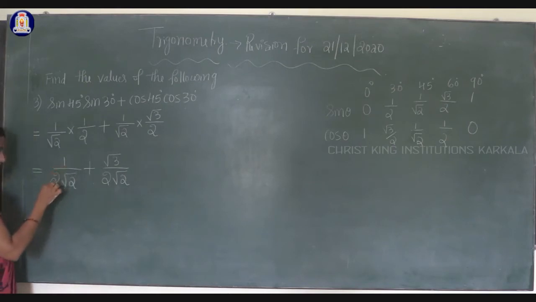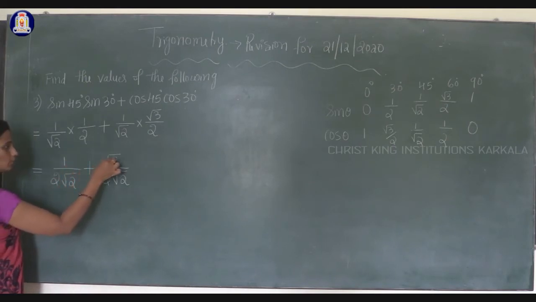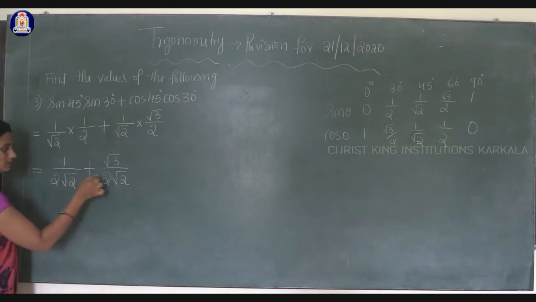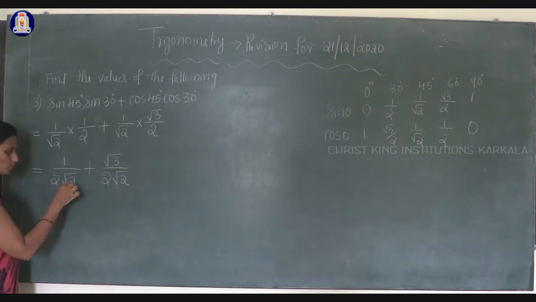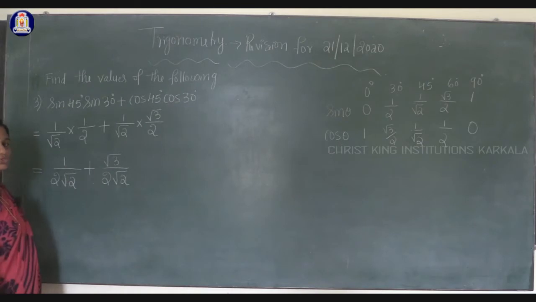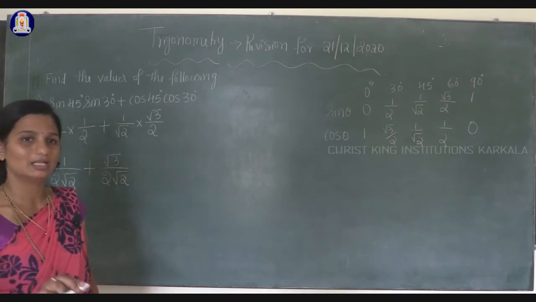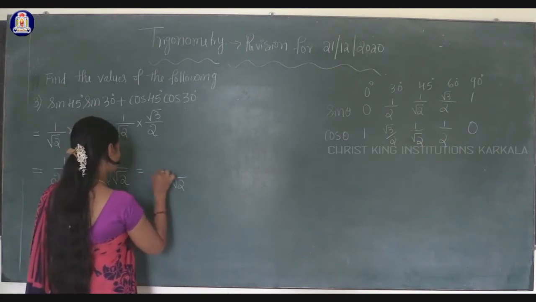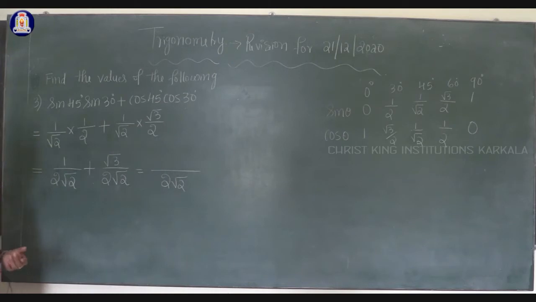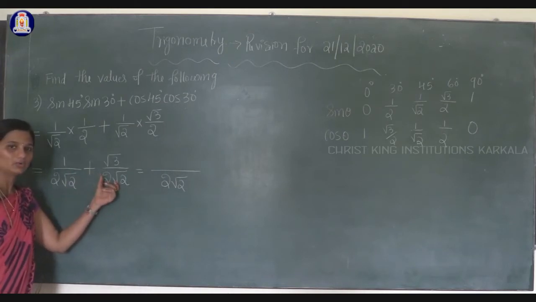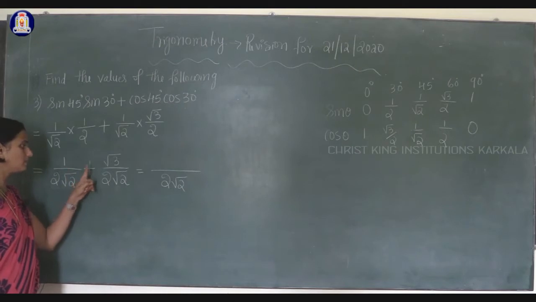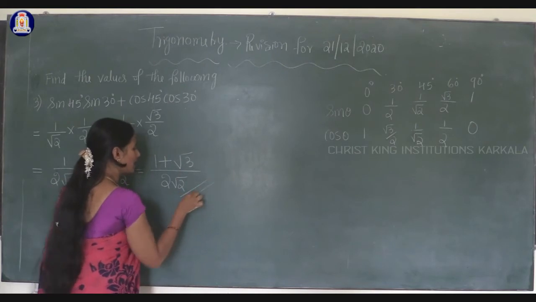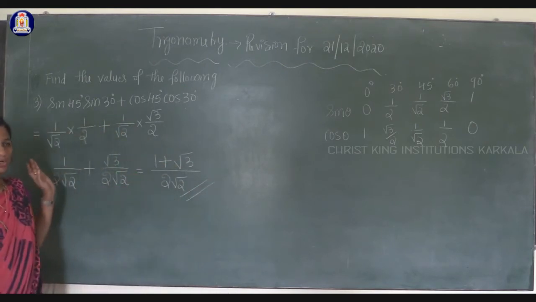Yes, it is 1 by 2 root 2 plus root 3 divided by 2 root 2. So addition. See the denominator. Denominator is 2 root 2 and 2 root 2. So the denominator is the same, which means take the LCM. What is our LCM? LCM is 2 root 2. If the LCM is the same, then how to get the numerator? It is 1 plus root 3. Again, rationalization of this one is not necessary.